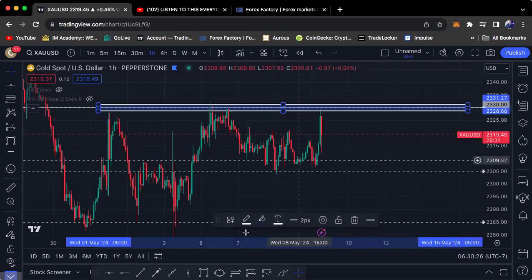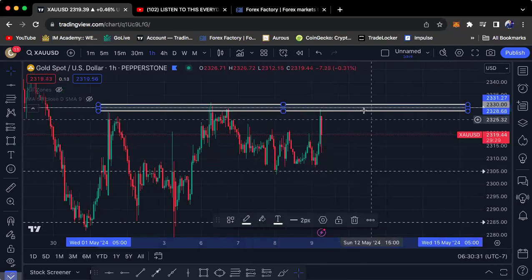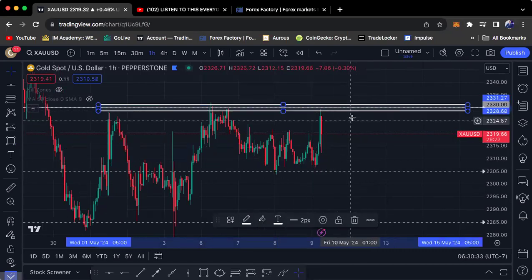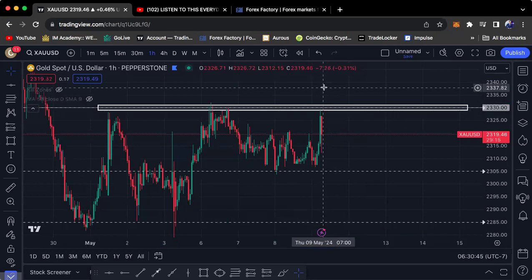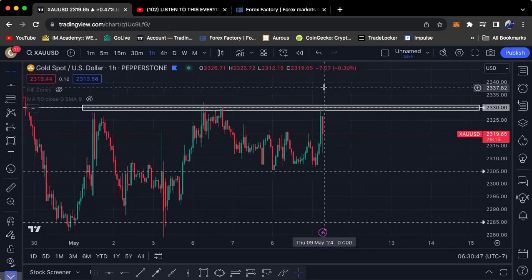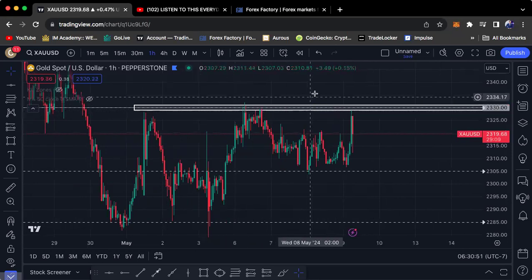and then color gray. This is my hourly. You can color however you want. And then I go to settings. And the width of my rectangle is 20 pips apart. 20 pips. Boom. There you go. Okay. Now that I have my resistance, okay.